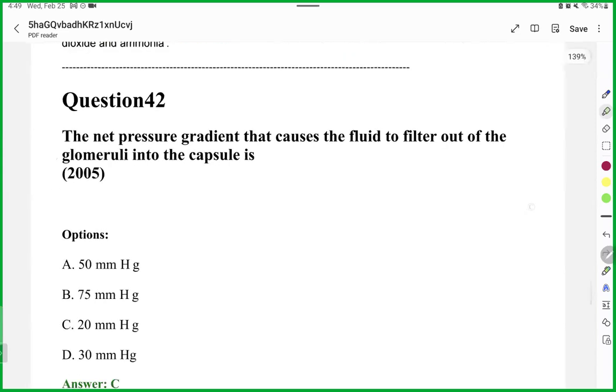In this question, blood in the glomerulus will put pressure so the filtrate can come out into the Bowman capsule. It is 70 mm of Hg. This is fixed. 70 mm of Hg is the pressure exerted by the blood on the wall, so it can come out, right? Yes, sir. To oppose this, there will be some pressure exerted by the plasma protein in the capillary. That is 30 mm of Hg.